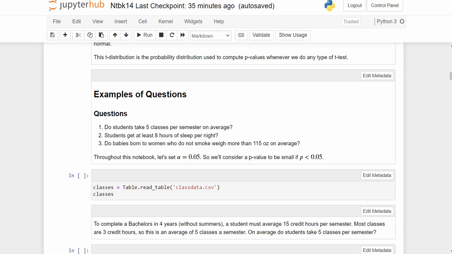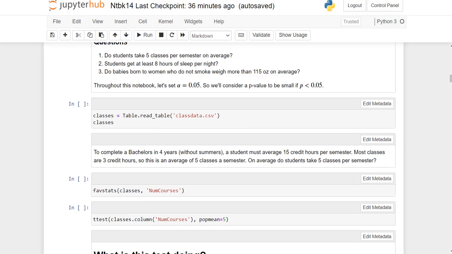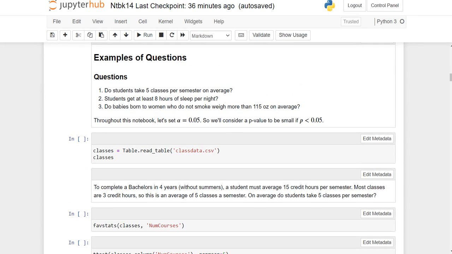So in this notebook, we have 3 hypothesis tests for our examples. And the first one is, do students take 5 classes per semester on average? Okay, so let's think about this in terms of the null and alternative hypothesis. To complete a bachelor's in 4 years without summers, a student must average 15 credit hours per semester, and most classes are about 3 credit hours, so this is an average of 5 classes a semester.